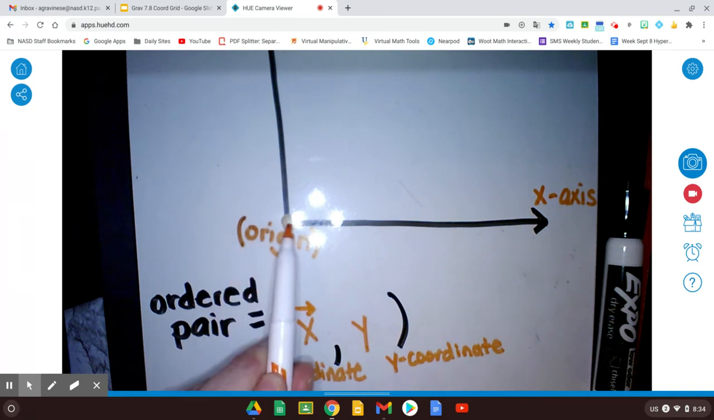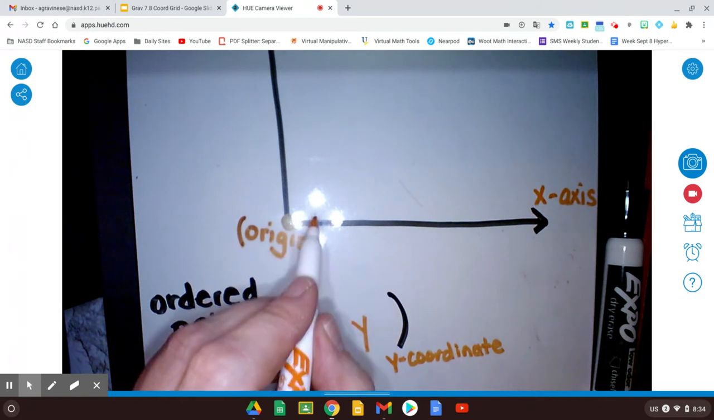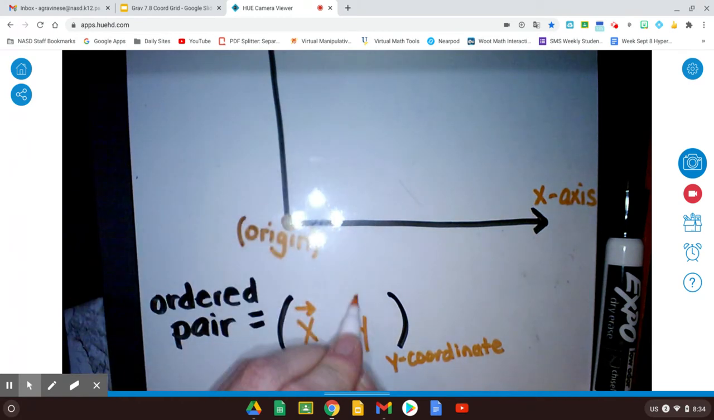Remember, we always start at the origin. That means that the Y coordinate will tell you how far you travel up. Remember, next year you might travel up or down. But for now, we're just going to focus on traveling up the coordinate plane.